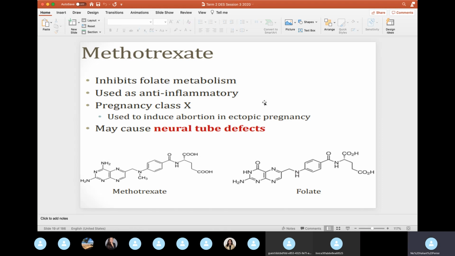For methotrexate. Anyone? Purine? So actually it is the pyrimidine synthesis. Remember, what enzyme does it inhibit? We don't remember? You don't remember?